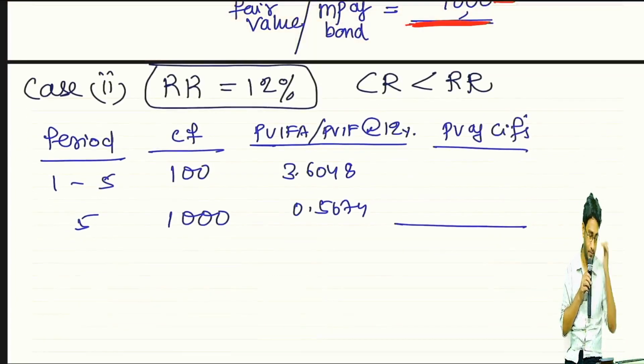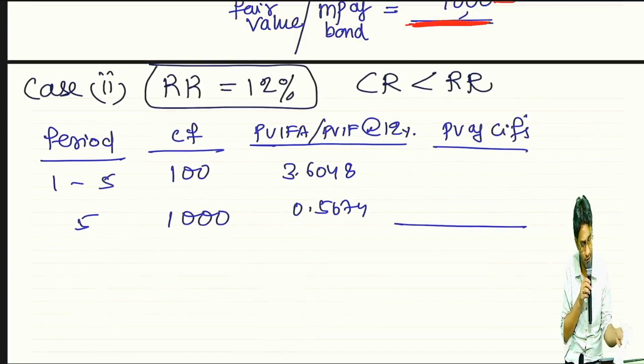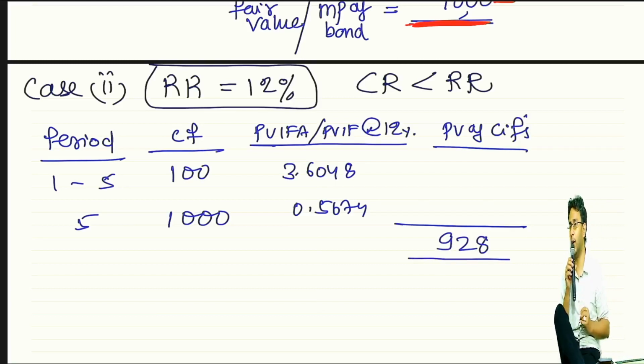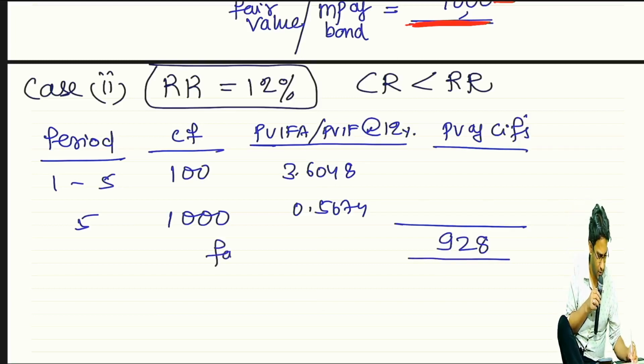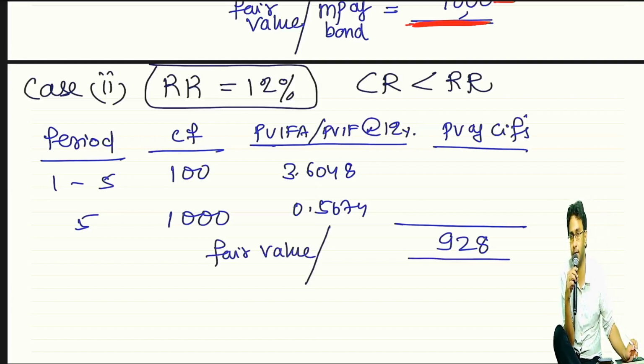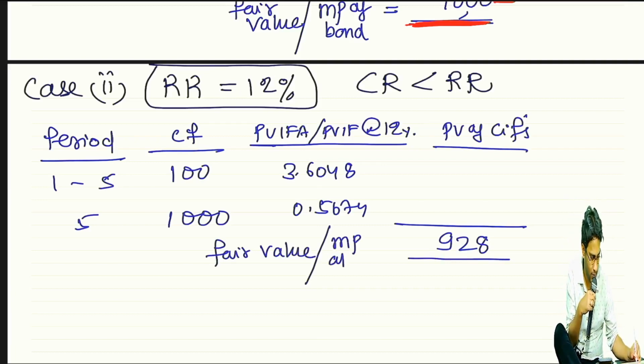Tell me this number, the final answer, sir. It is 928. Now what is 928? Again, same answer: 928 is the fair value. But I told you the bond is correctly priced, correct? Yes. So this is also the market price of the bond.